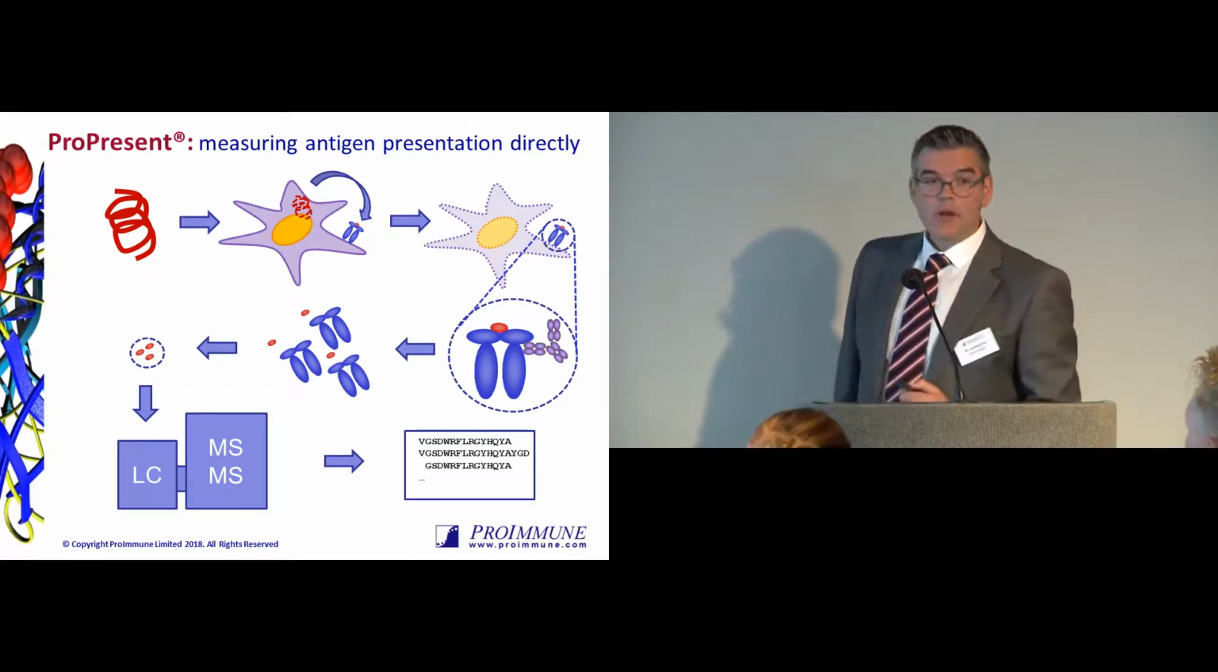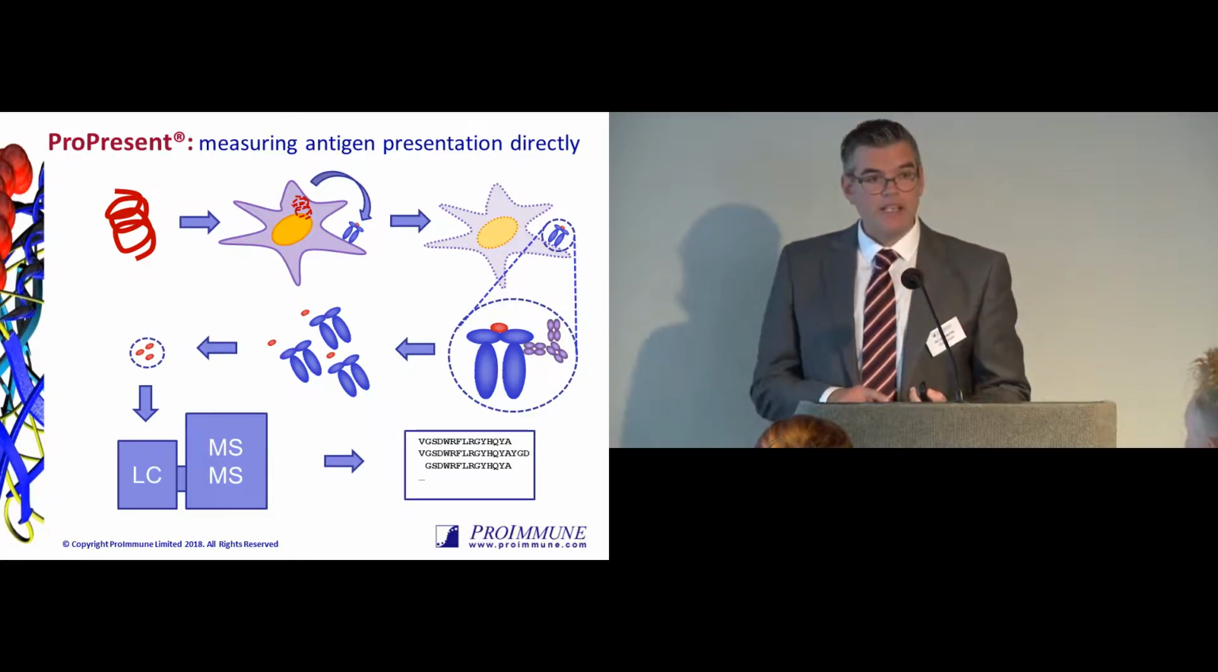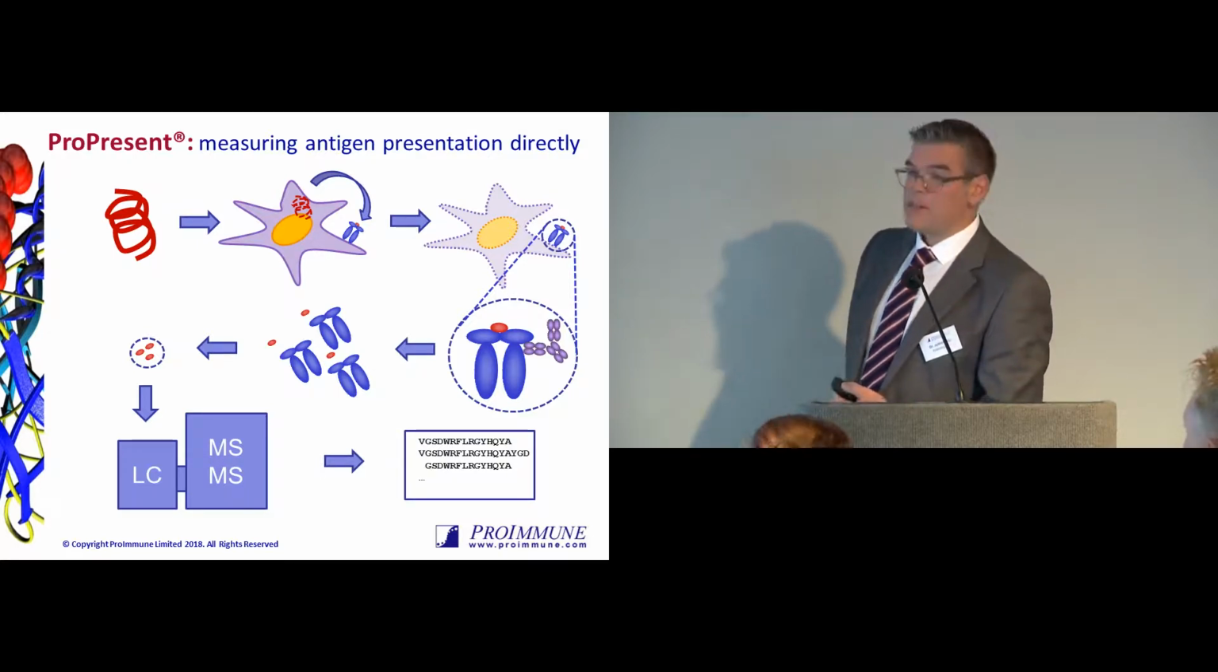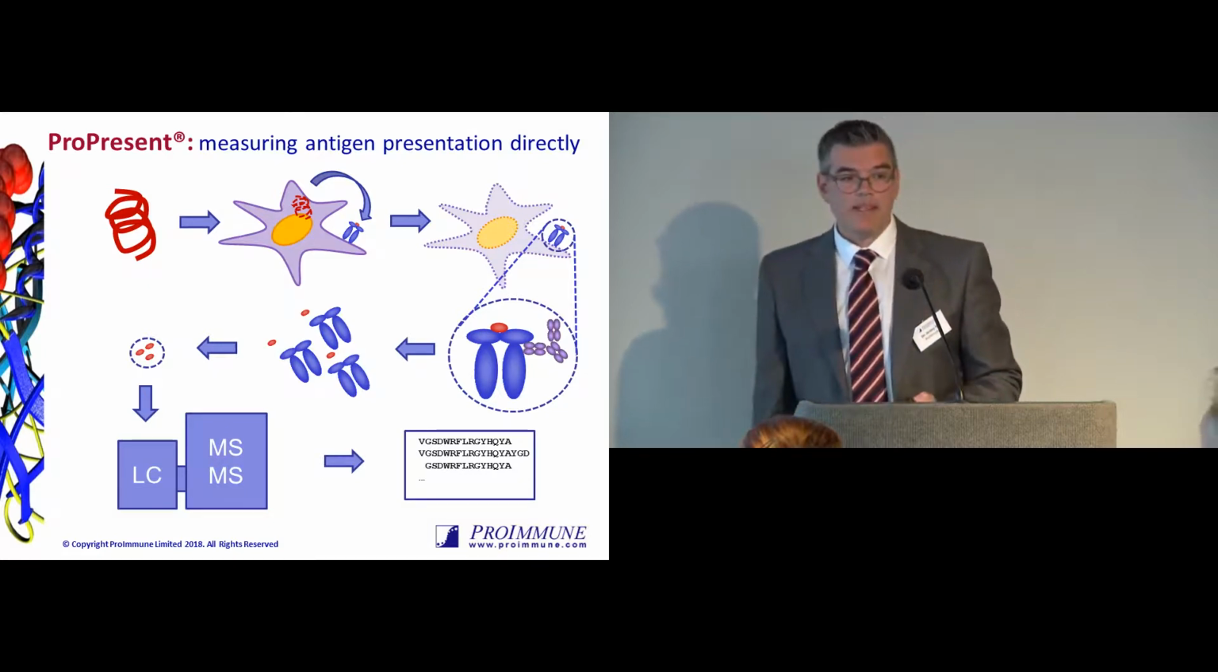We then carry out an immunoprecipitation step, so that the cells are lysed. The antibody that's specific for either DR, DP, or DQ is used to pull down those MHC peptide complexes. These complexes are then eluted, the peptides are eluted from the groove, and these are then sequenced through tandem LC-MS/MS.